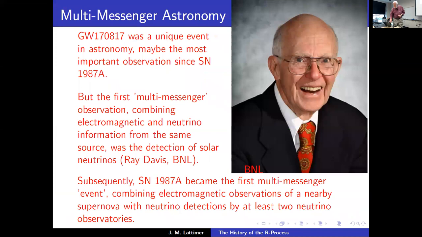So GW 170817 was truly a unique event, but it shouldn't be given the classification as the first multi-messenger astronomy event. Okay, so I credit that with Ray Davis, at least the first multi-messenger observation combining electromagnetic and neutrino information, and the first event was supernova 1987A.